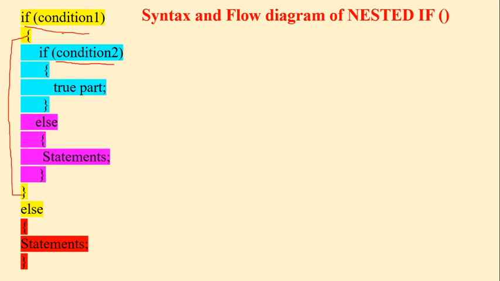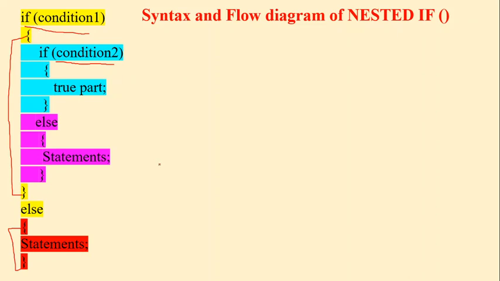What happens if condition 1 is false? If condition 1 is false, then it moves to the else part of the outer if. We call it nested if: one if within another if. You see, the second condition is placed inside of the first condition. You call it nested if.